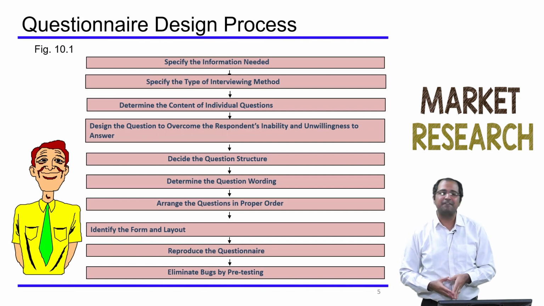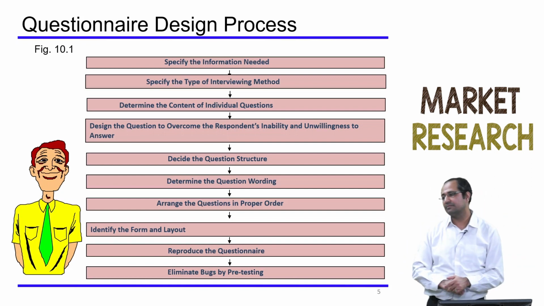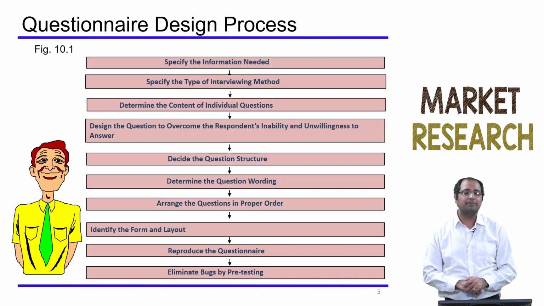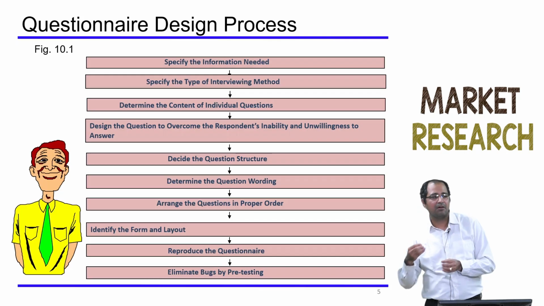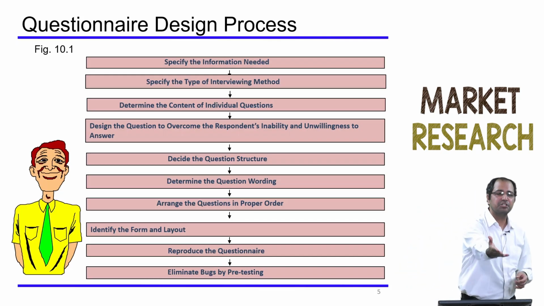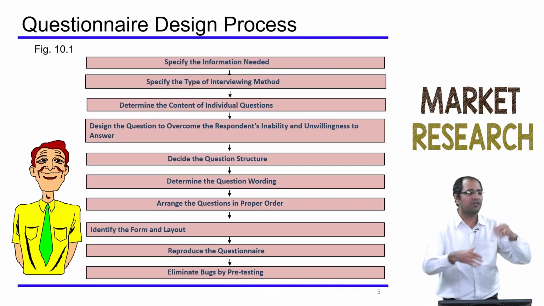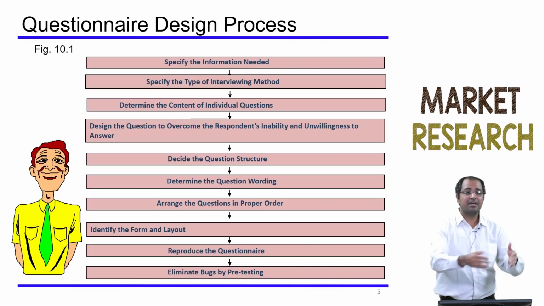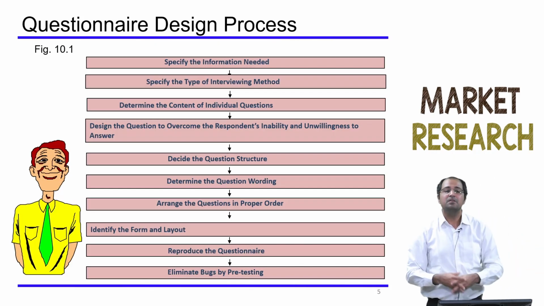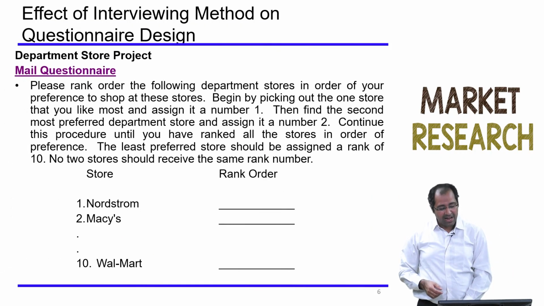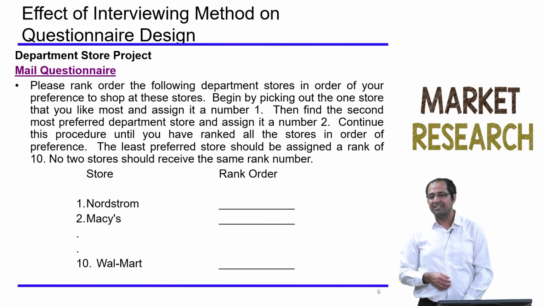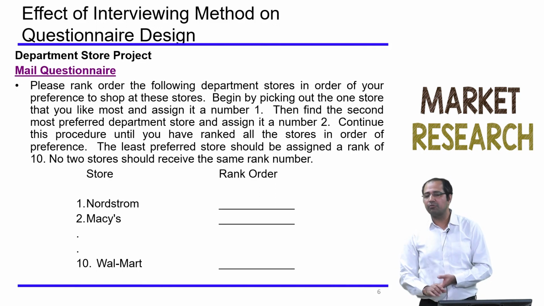Second step is specify the type of interviewing method. Whether you want to, let's say, do the electronic survey on the website or email, or you want to give a personal survey face to face, or you want to send a mail survey to the mailbox, postal mail. Specify that type of interviewing method. Why? Because it has an impact on the wording of the question, the format that you use for the question.